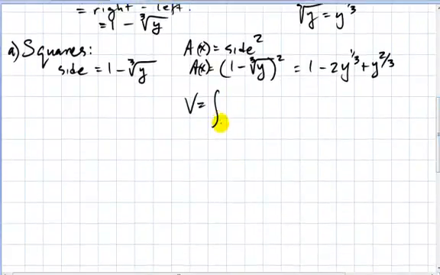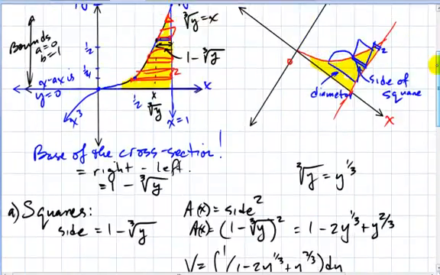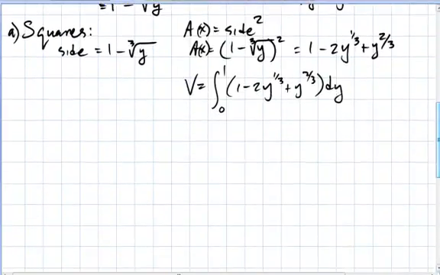So my integral is from 0 to 1 of my cross-sectional area, which is 1 minus 2 times the cube root of y plus y to the 2/3 power, dy in this case. Your thickness here is dy, and there's your thickness dy. And then you just integrate this. You can use your calculator, of course, and I suggest you do so.